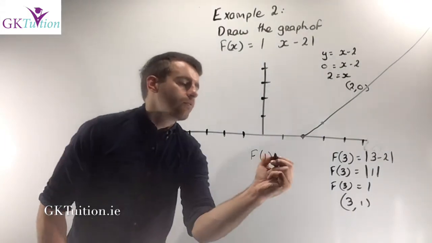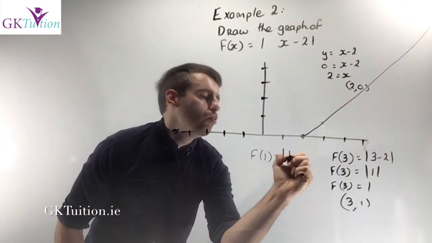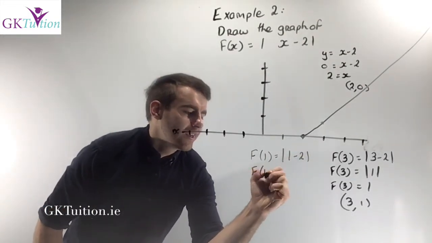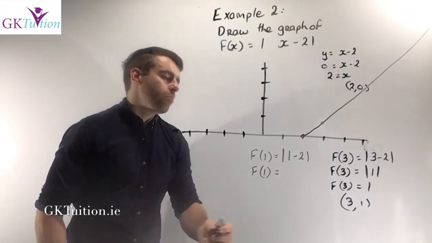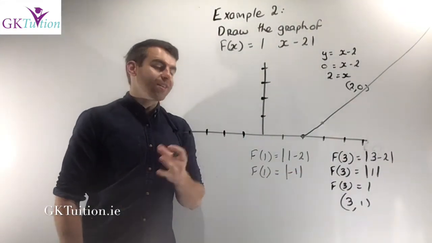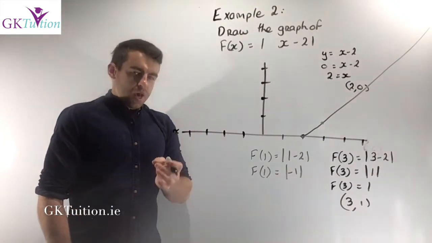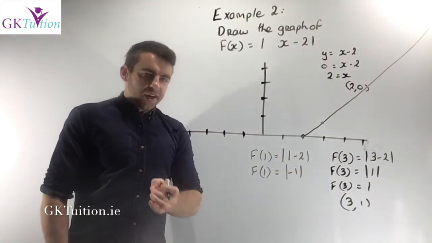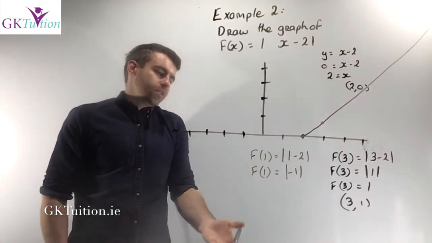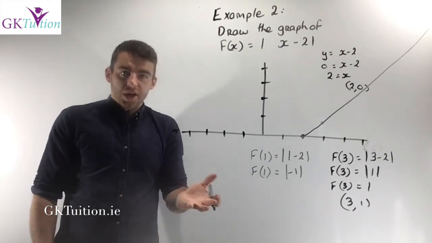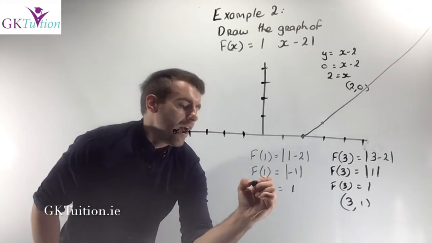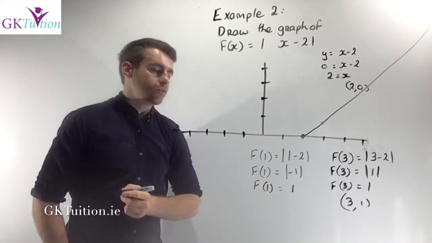And if I sub in for f of 1, it's the absolute value of 1 minus 2. So f of 1 in this case, in my absolute value signs, 1 minus 2 is obviously minus 1. Now this is where the modulus signs actually come into play. The modulus signs are there to ensure that whatever is inside it is positive. Minus 1 is clearly not a positive number, so I'm just going to ignore my minus and change it to a plus 1. So f of 1 in fact becomes 1 as well.